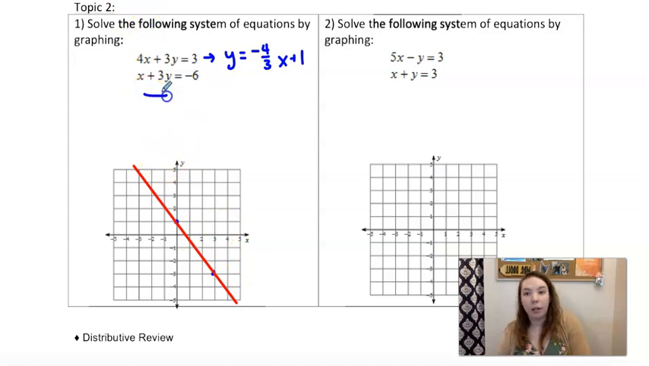Or you could use their intercepts where if I cover up my x when x is 0, -6 divided by 3 will give me -2. And when y is 0, it's just x equals -6, which will go off my graph a little bit, unfortunately. But these, it looks like it'll cross at 3, -3.